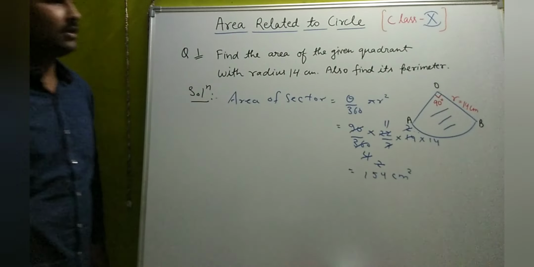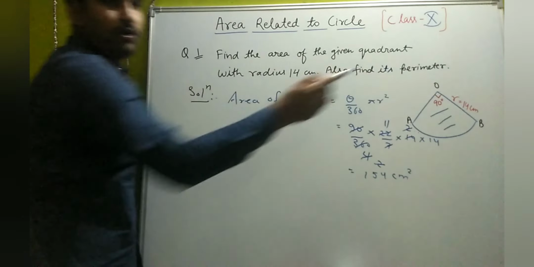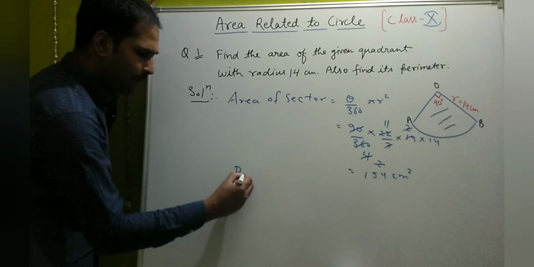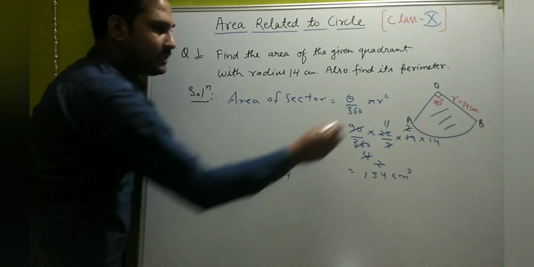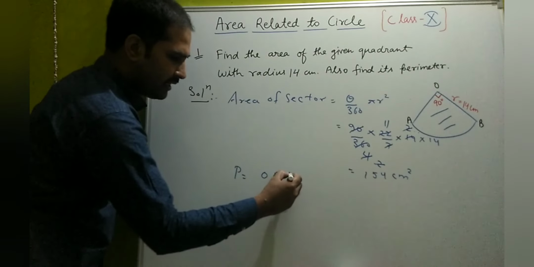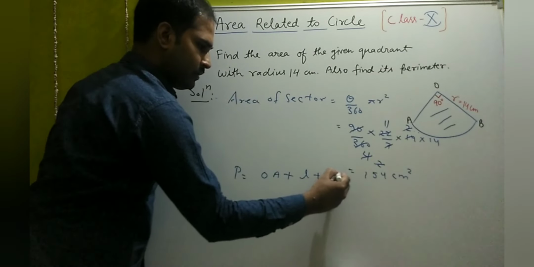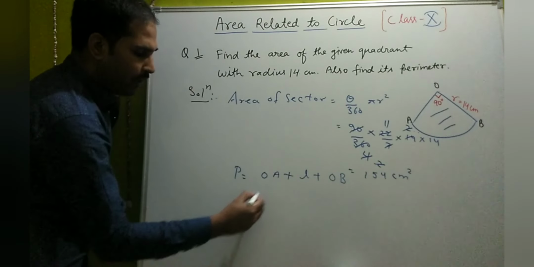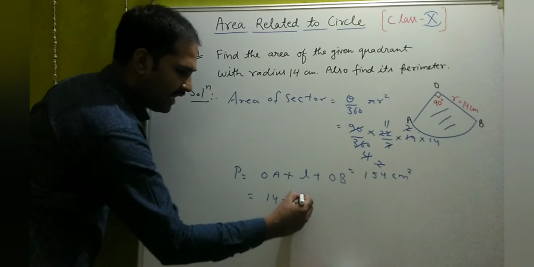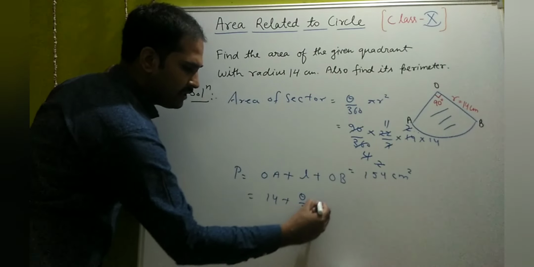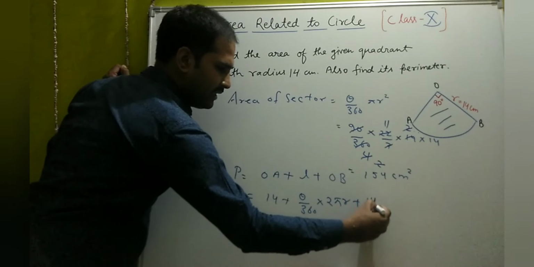Now you have to also find the perimeter. So basically the perimeter is the boundary of this whole sector. So the perimeter is obtained by OA plus this AB, actually this is the length of arc L, plus this length OB. So OA is 14 centimeter and the length of arc, we know the formula is theta by 360 multiplied by 2 pi r, plus OB is actually 14.